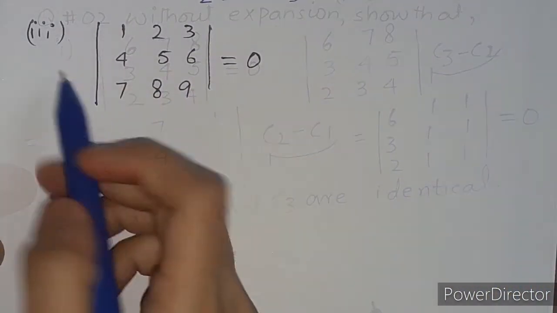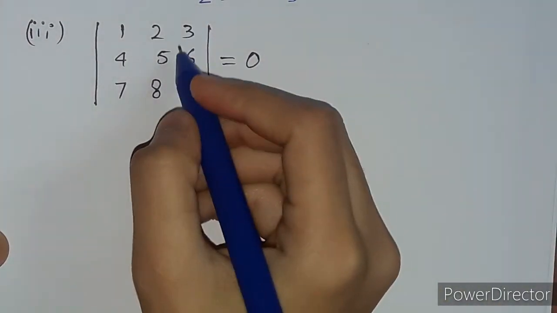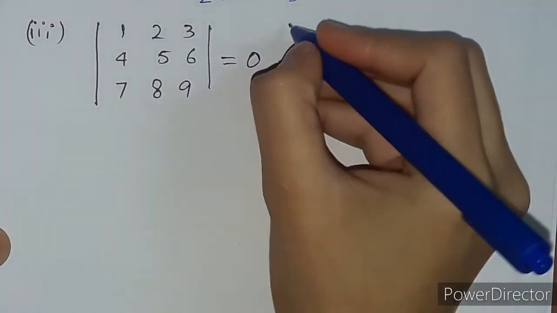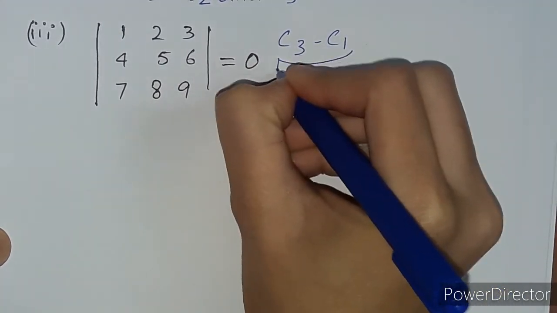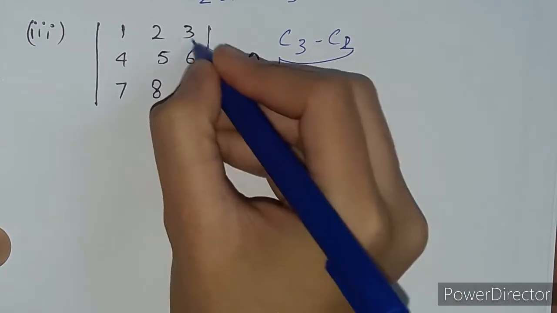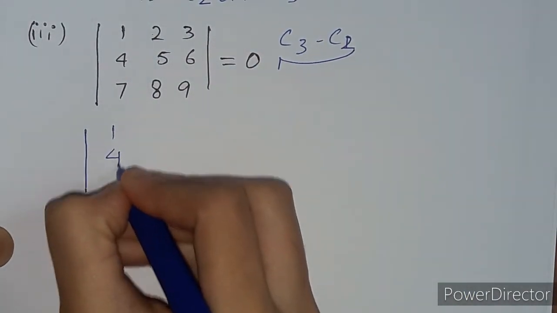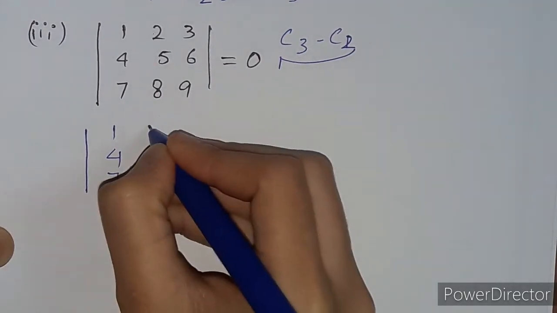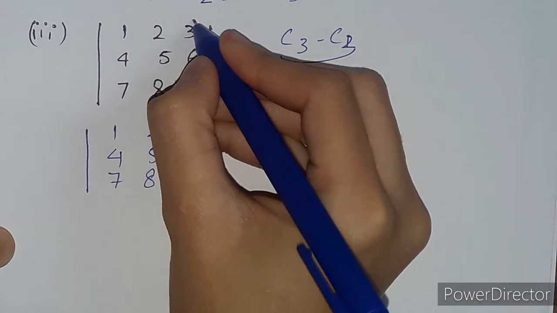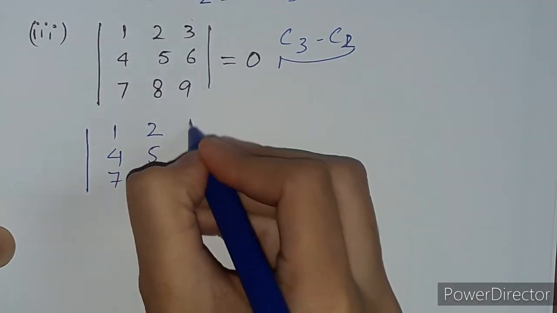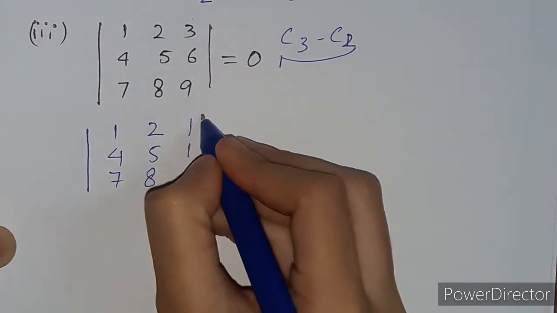Now we are solving the third part because it is similar to the first part. You can see here, first we will subtract column 3 by column 2. We get the first column remains the same and the second column remains the same, we are just making changes in column 3. 1, 3 minus 1, 6 minus 5, 9 minus 8.